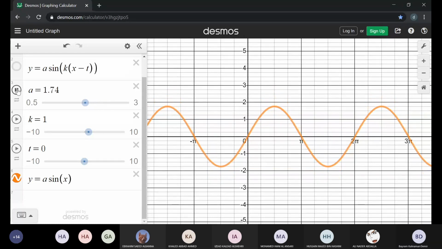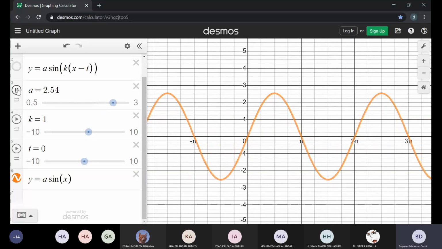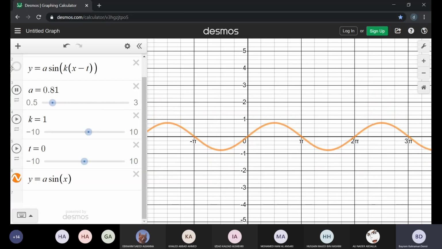You see? So the graph is vertically stretching up and down, depending on the value of a. So let's just change it manually. I will move the a value slowly to a smaller value. You see, Shabab? So let's see if a is 1. Now a is exactly 1. That means you see the sine graph, basic sine x.